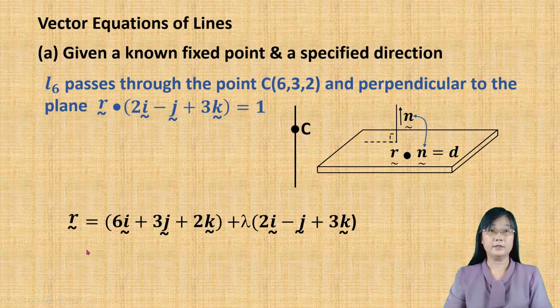So we can use this normal vector as the direction vector of the straight line. Now we can write the equation of the straight line: this is the position vector of point C, and this is the direction vector of the straight line that we take from the normal vector of the plane. As for the vector equation of the plane, we will discuss it in the following video.